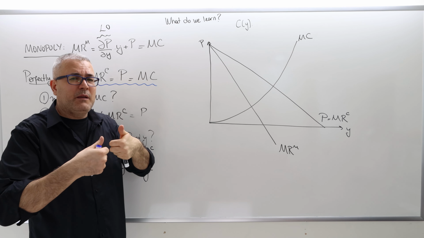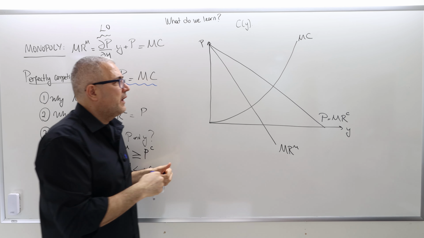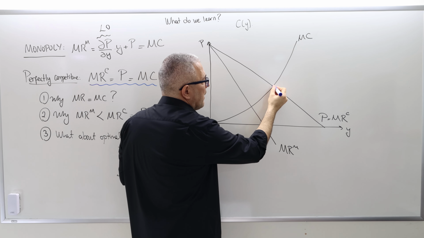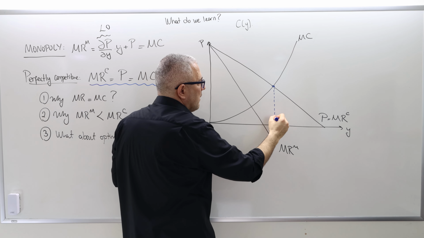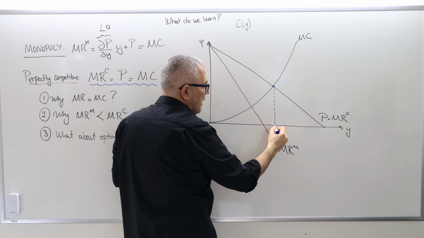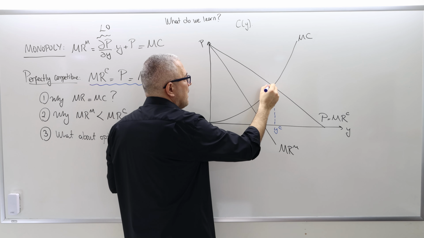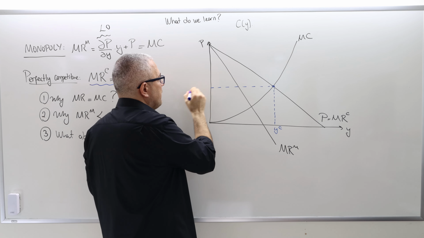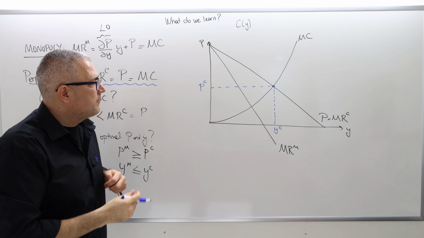Whenever P and MC intersect, that's the point of equilibrium output and price. So marginal cost and the demand curve intersect at that point. This is the competitive equilibrium output, which I call YC, and this is the competitive equilibrium price, which I denote as PC.